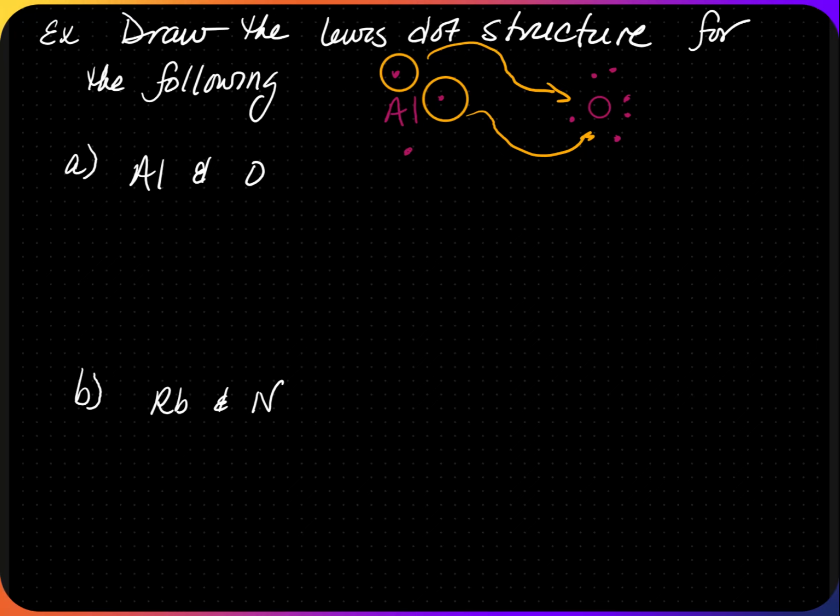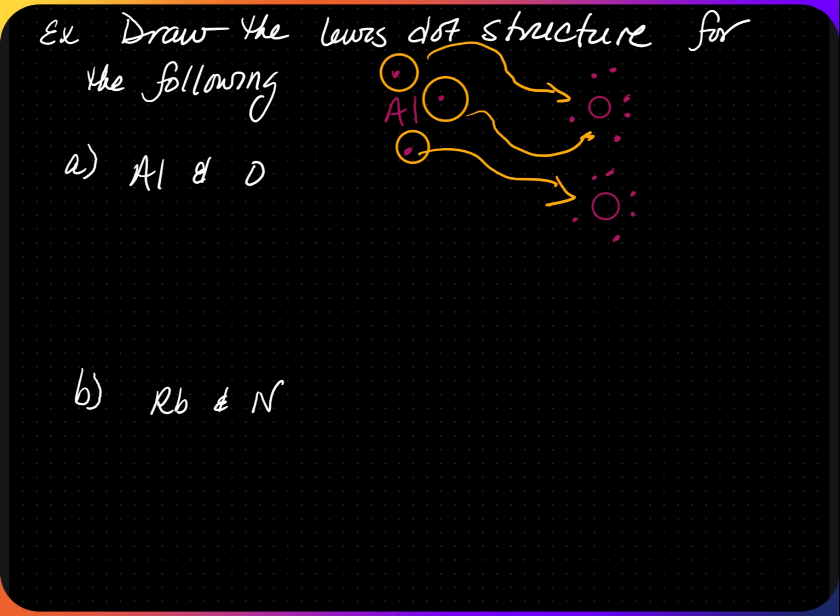So where does the leftover electron from aluminum go? That means there is another oxygen. The leftover electron from the aluminum will go to the oxygen. Aluminum now has no more electrons to give. It gave away all its 3 valence electrons. However, my second oxygen did not fulfill the octet rule.